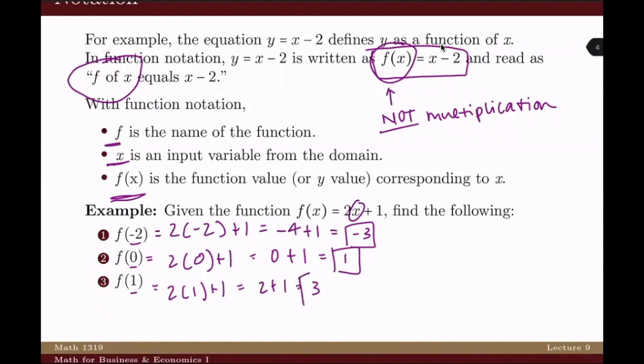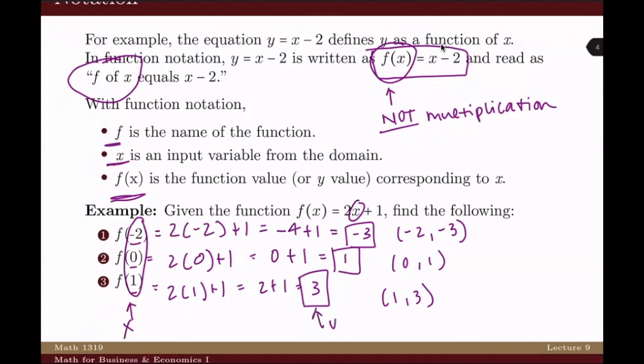And then f at 1 is going to be 2 times 1 plus 1, which is 2 plus 1, which is 3. Okay? So if you wanted to write them as ordered pairs, you could write it as -2 comma -3, 0 comma 1, and 1 comma 3. Because these values here are our x values, and then they spit out our y values.